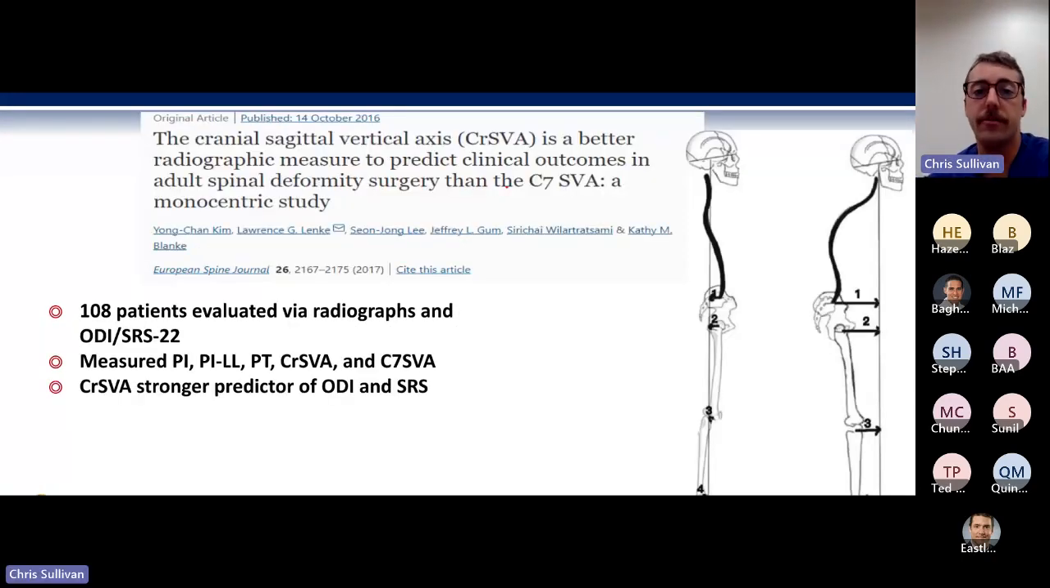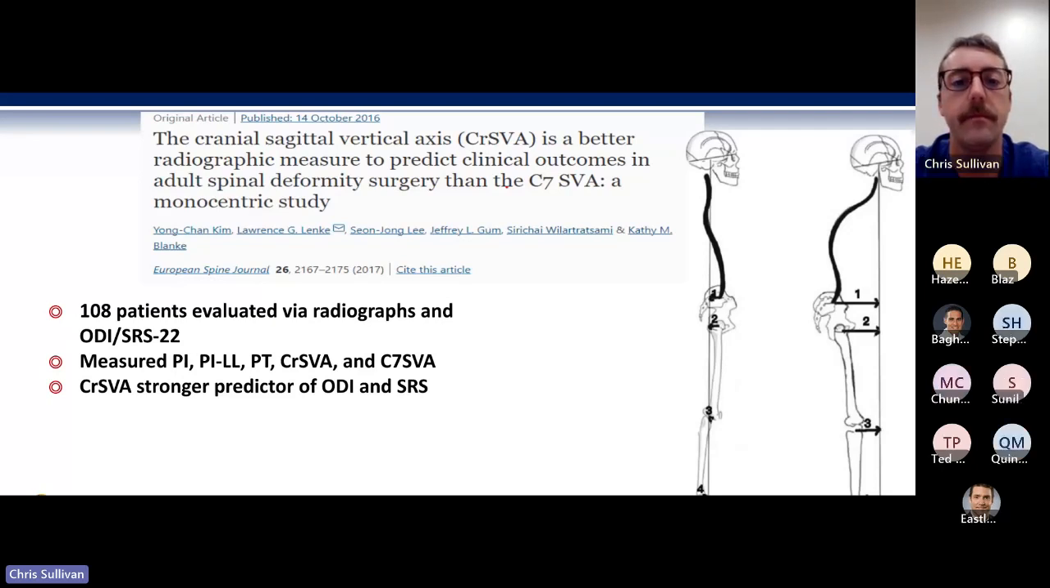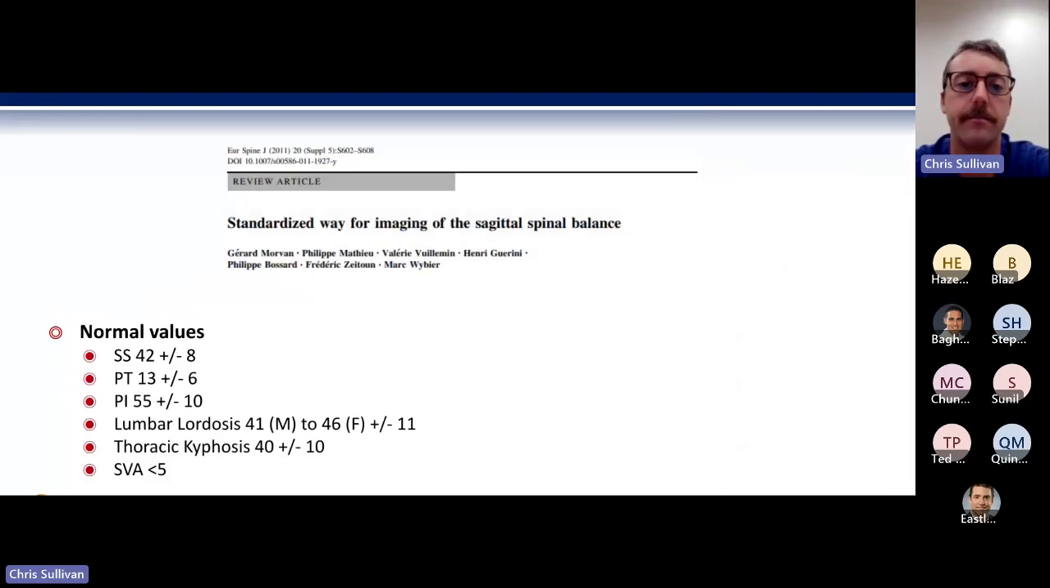And this is one more additional one. This is the cranial sagittal vertical axis, which can be measured from several different points, as you can see on the right: from the sacrum, hip, knee, and ankle. And this was also found to be a very strong predictor of patient-reported outcomes in terms of measuring their overall sagittal imbalance.